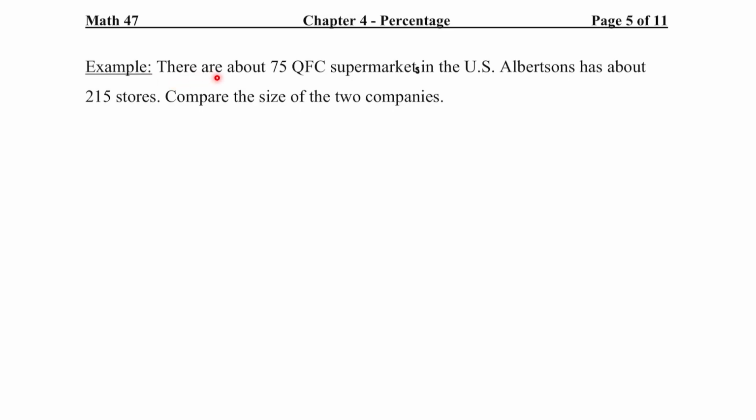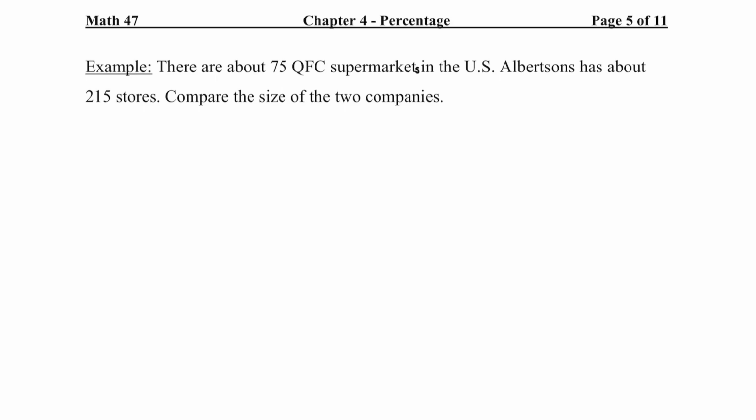Example 2. There are about 75 QFC supermarkets in the US. Albertsons has about 215 stores. Compare the size of the two companies. In this question, they only asked me to compare the size of the two companies. They didn't ask me to use the absolute difference or to use percent. So I have many different options to use in this question. I am going to show you about 3 of them.